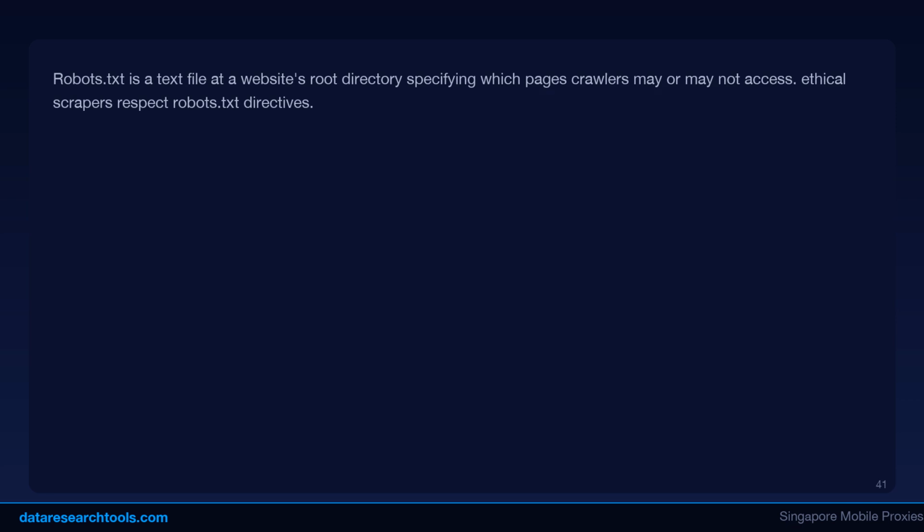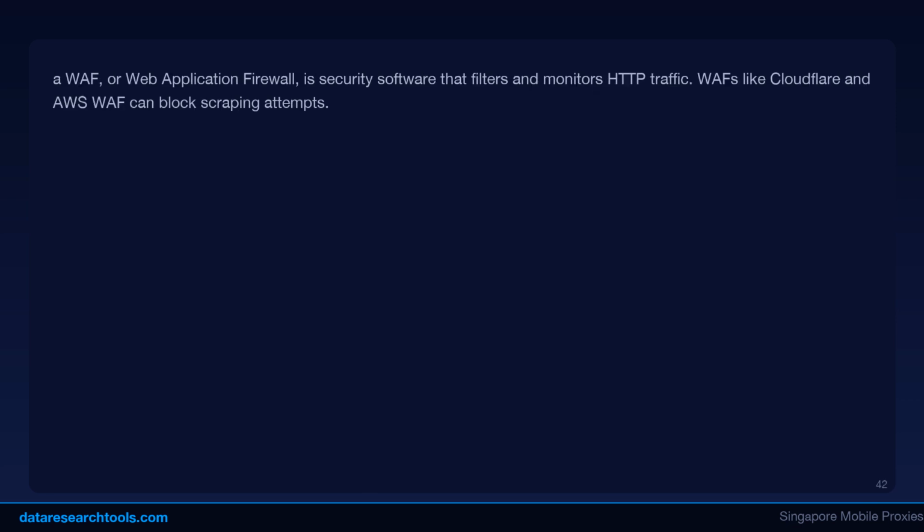Robots.txt is a text file at a website's root directory specifying which pages crawlers may or may not access. Ethical scrapers respect robots.txt directives. A WAF, or web application firewall, is security software that filters and monitors HTTP traffic. WAFs like Cloudflare and AWS WAF can block scraping attempts.